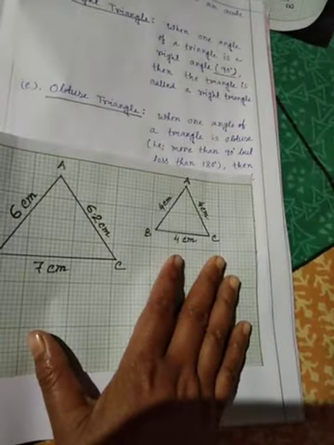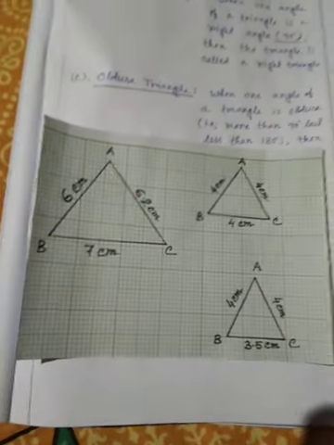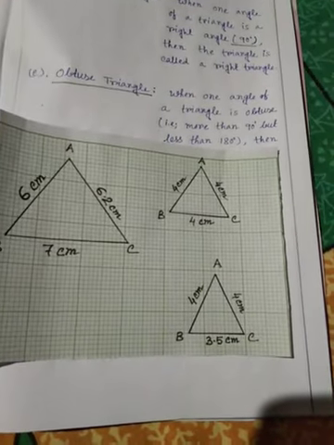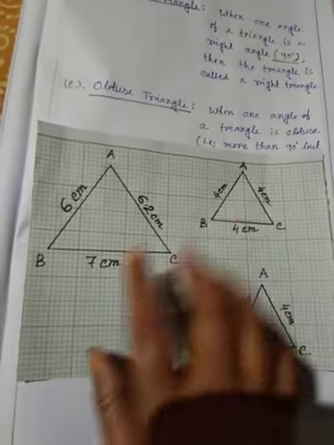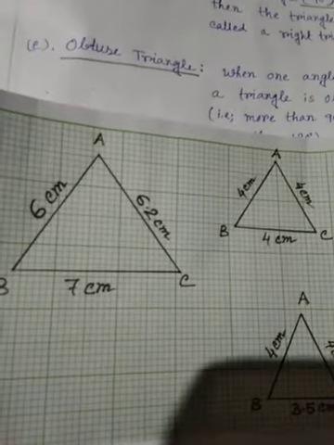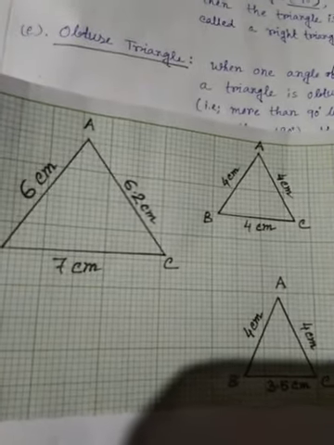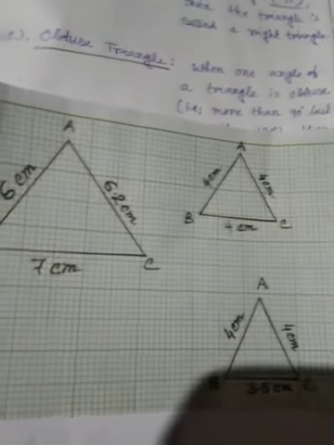Okay, so here you can see I have taken three triangles. If you observe carefully, you will be able to understand. In the first triangle I have taken, the three sides are different. First AB I have taken 6 cm, second BC 7 cm and the third one AC 6.2 cm.